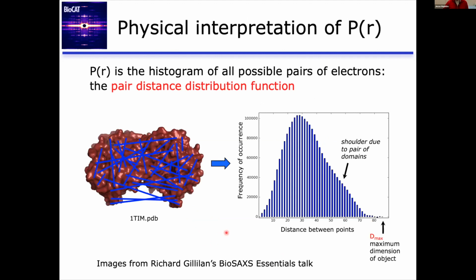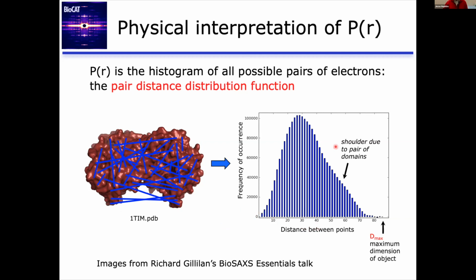So I'm going to start by talking about what the P of R function is and why it's useful, and then I'll tell you how to actually do the transform. This is again an image I borrowed from Richard. The P of R function is the histogram of all possible pairs of electrons. We call it the pair distance distribution function. It really is as straightforward as the name makes it sound. You look at each pair of electrons in a macromolecule, represented here in blue lines, and you see how far apart they are. Then you just histogram those distances. You say, okay, how many electrons are 10 angstroms apart, and 20 angstroms apart, and so on. You create this plot of number of distances versus the distance, the pair distance distribution function. The shape of this, of course, depends on the shape of the macromolecule. We'll talk about that more in the next few slides.